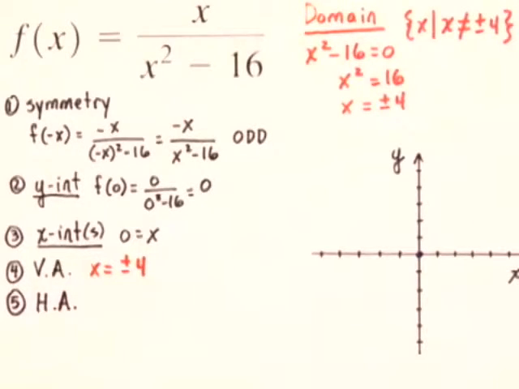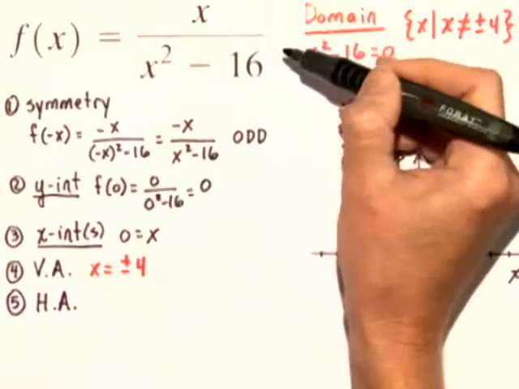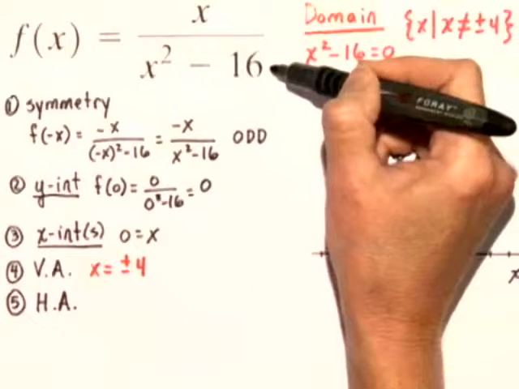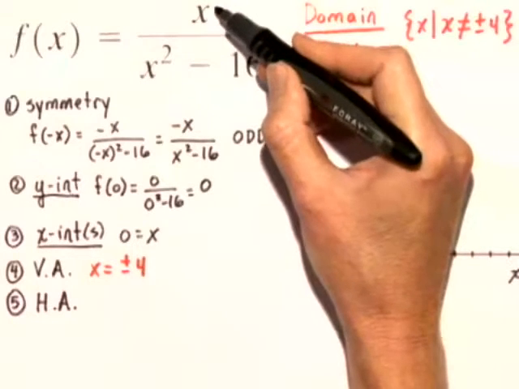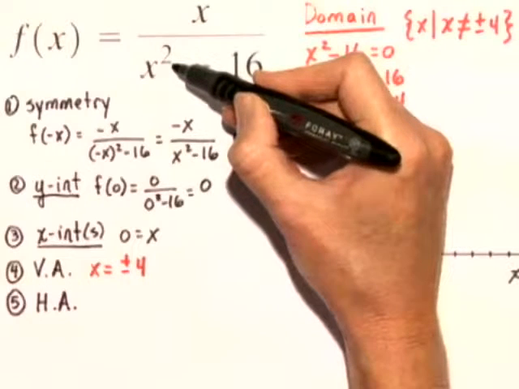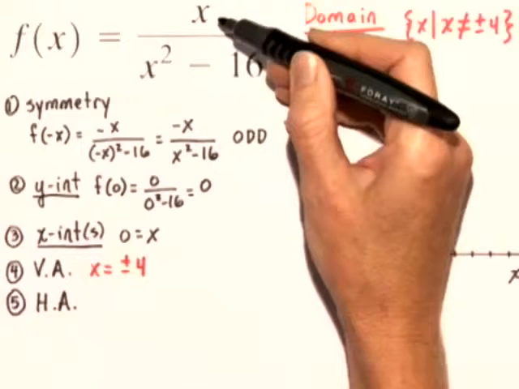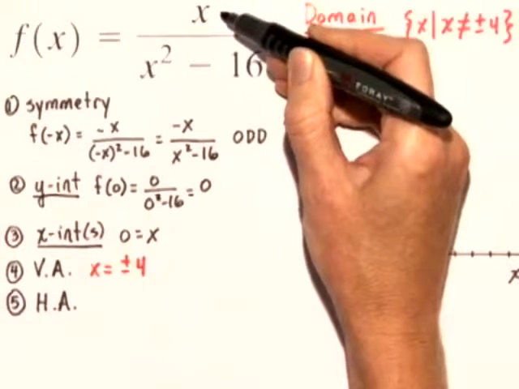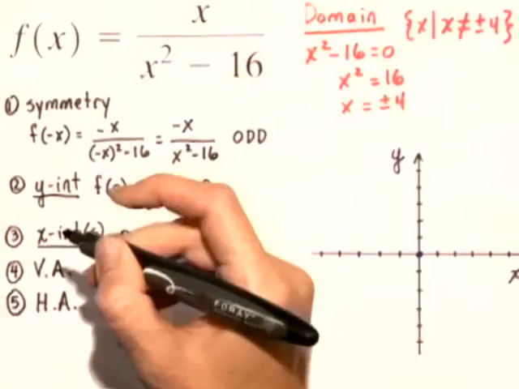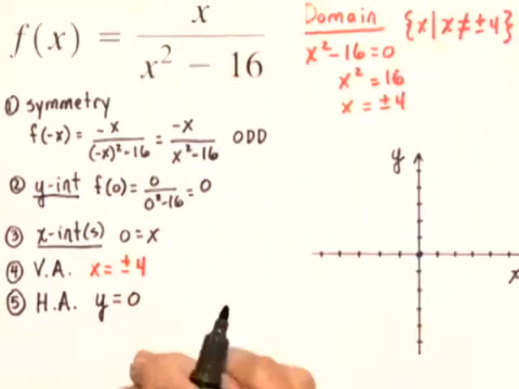In order to determine if we have a horizontal asymptote, we want to compare the degree of the numerator with the degree of the denominator. In this case, the degree of the numerator is 1. We have x to the first power. The degree of the denominator is 2. We have x to the second power. Anytime the degree of the numerator is less than the degree of the denominator, we have the horizontal asymptote, which is the line y equals 0, which is just the x-axis.